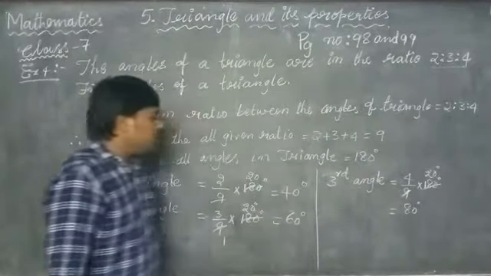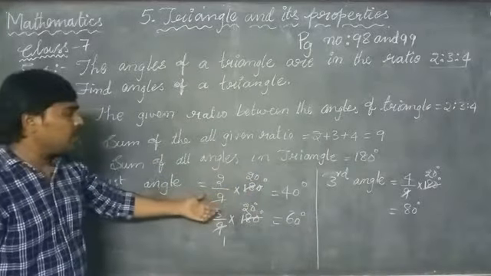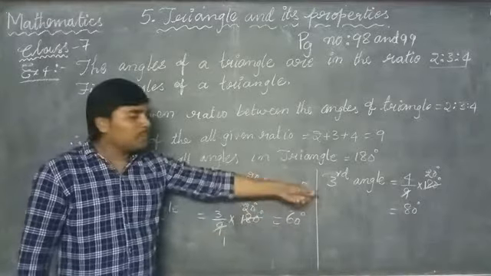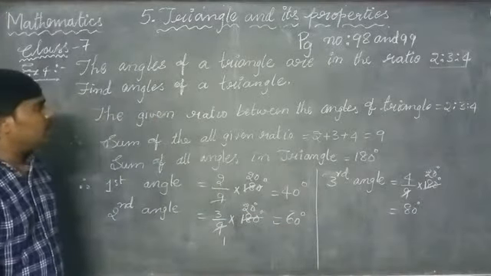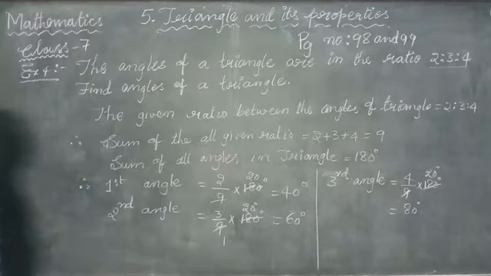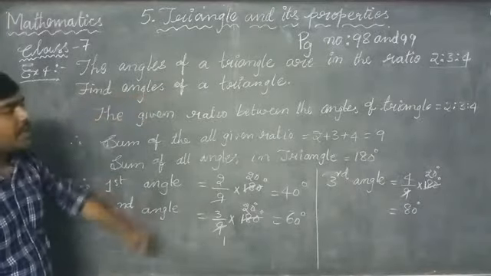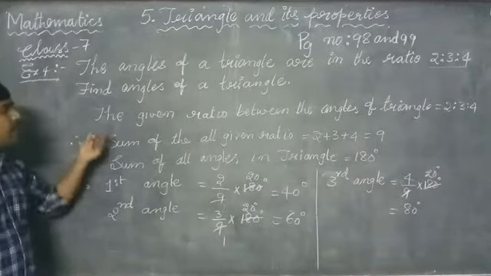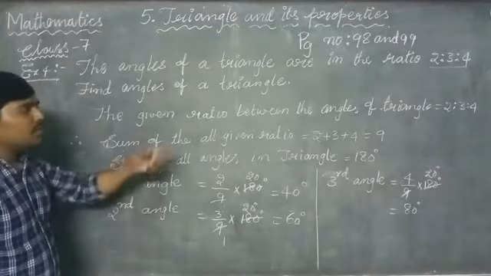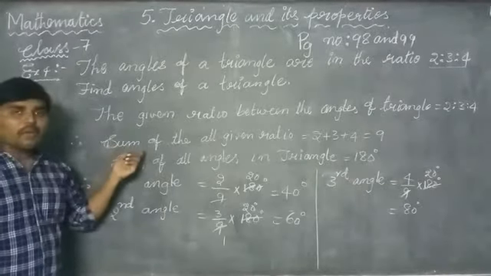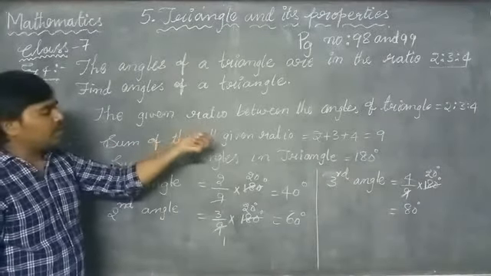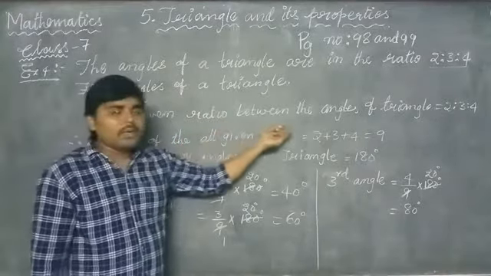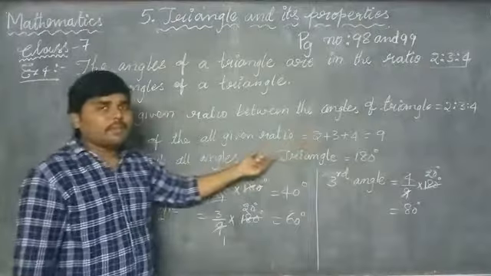Okay, here these are the three angles of the triangle. 40 degrees is the first angle, 60 degrees is the second angle, and 80 degrees is the third angle. Once again, the angles of a triangle are in the ratio 2:3:4. Find the angles of the triangle. The given ratio is 2:3:4. Now we have to sum all the ratios, then we will get total parts of the triangle.